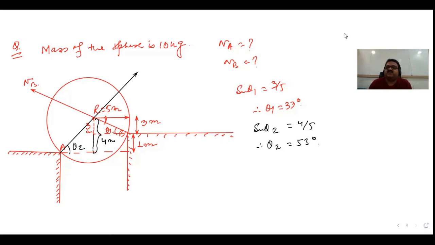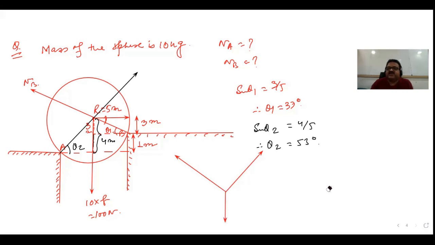Now, this part is clear to us. Now, what to do? Weight of the sphere is acting in which direction? Vertically downward. So, draw that first. And what is that? That is 10 kg, that means 10 into g, that is 100 Newton. Now, look at this very carefully. We have to mark the angles, correct? Now, do it like this. First, this NB, this NA, and this is 100 Newton.